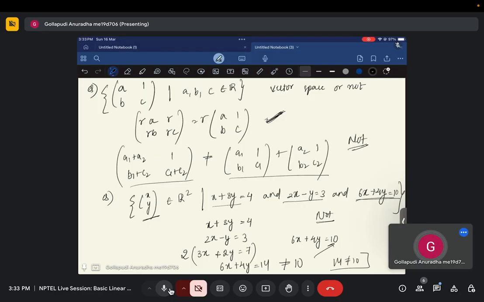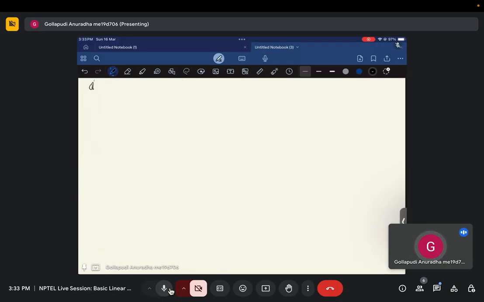So first of all, these conditions are not such that you get a vector space, and even the zero vector is not in this. It won't contain the zero vector even. So it's not a vector space.